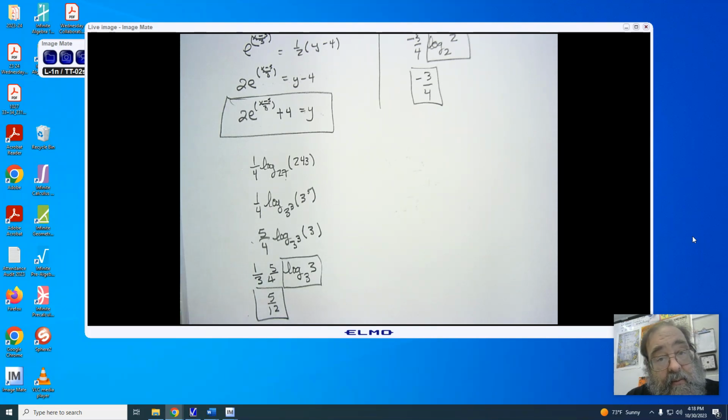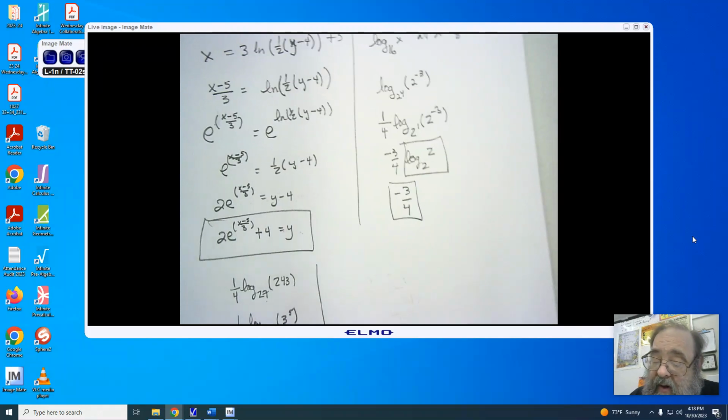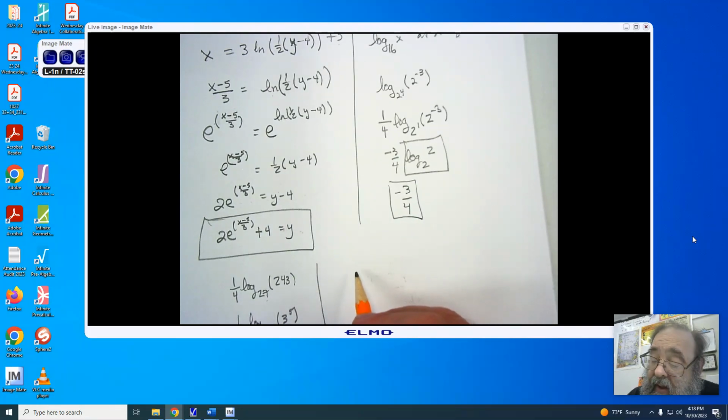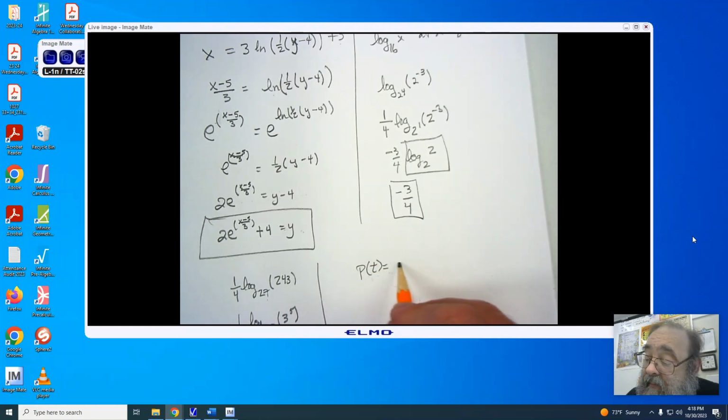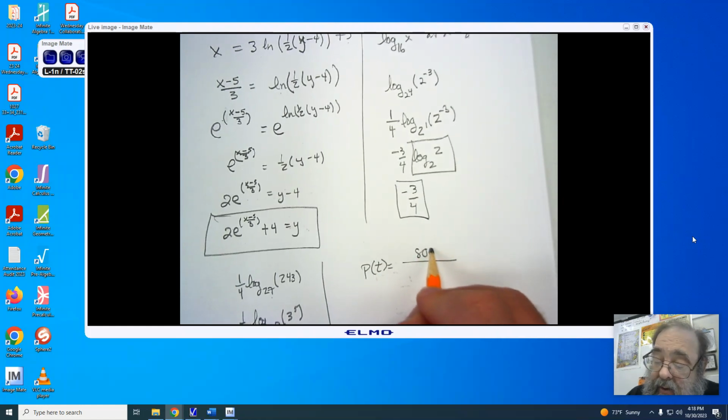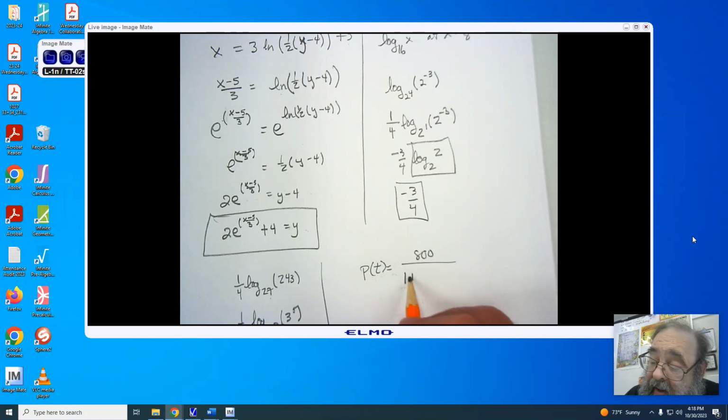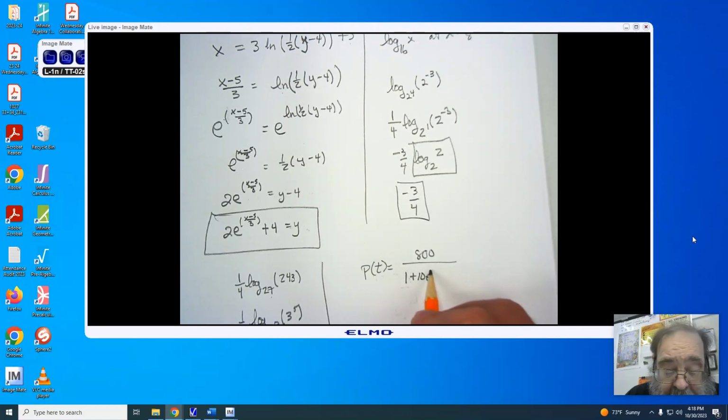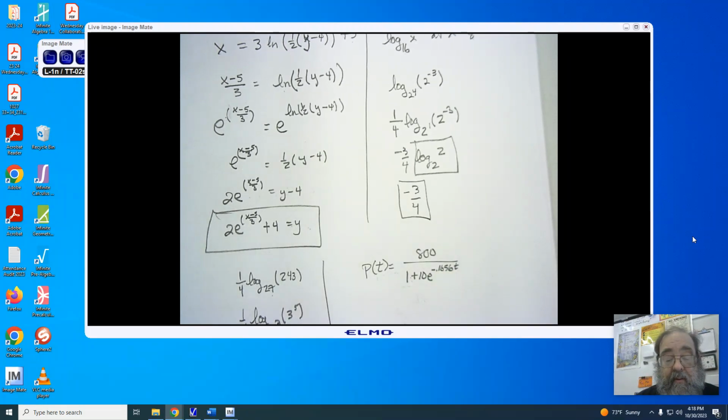Number 6, we're working with trying to find the number of creatures with the carrying capacity. We're given a formula, P of t equals. You will be given a formula on Thursday. Just use the formula, plug in the appropriate value, and find out what you get. I'm trying to see if you can use the calculator to get an answer.